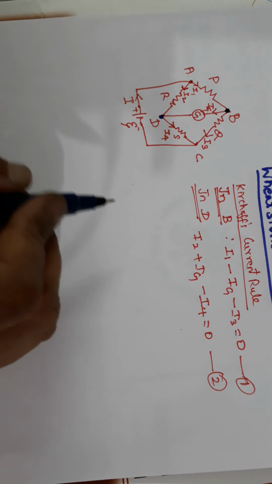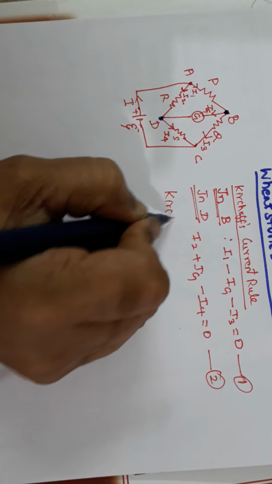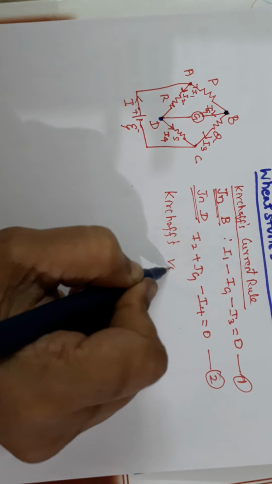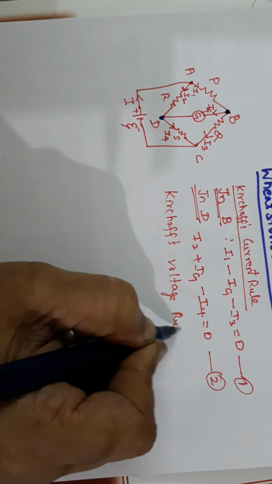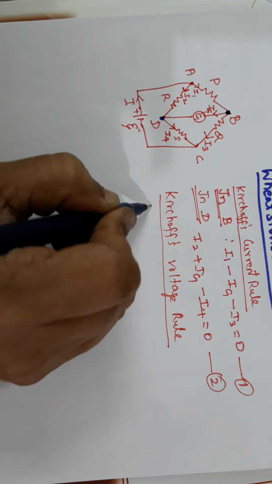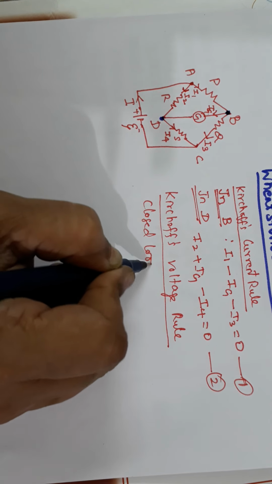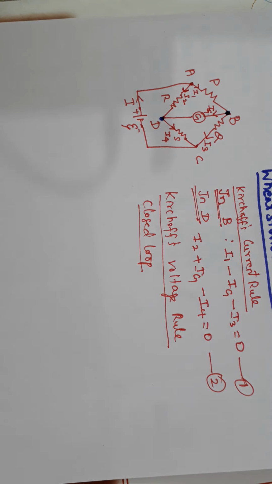Now you are going to apply Kirchhoff's voltage rule. Already you know that the voltage rule has to be applied to a closed loop, and here you have to consider the product of current and resistance. Which closed loop are you going to consider now?